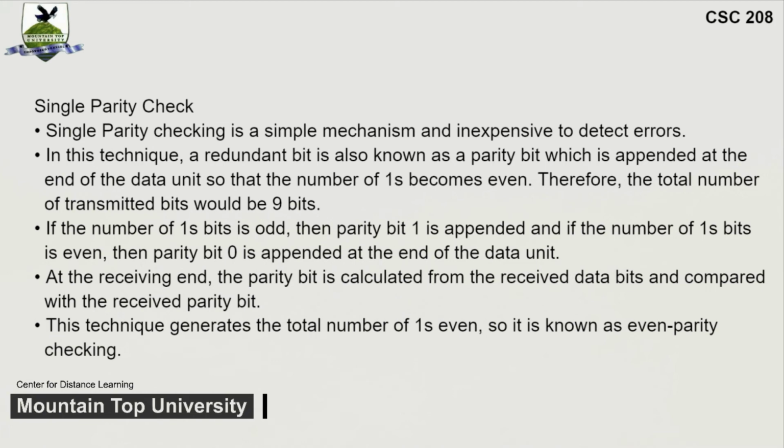Therefore, the total number of transmitted bits would be 9 bits. If the number of ones bits is odd, then parity bit 1 is appended, and if the number of ones bits is even, then parity bit 0 is appended at the end of the data unit. At the receiving end, the parity bit is calculated from the received data bits and compared with the received parity bit. This technique generates the total number of ones even, so it is known as even parity checking.